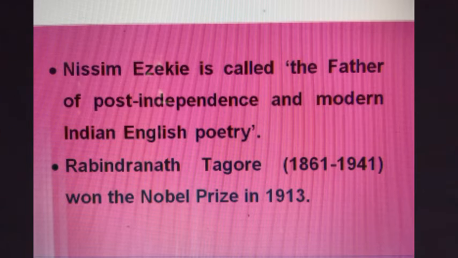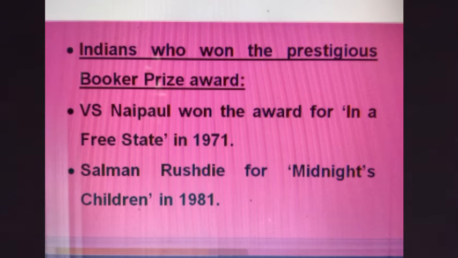Rabindranath Tagore won the Nobel Prize for Literature in 1913 for his work Geetanjali, Song Offerings. Now let's see the writers who won the Booker Prize from India. We also include writers who have an Indian root, who have an Indian origin.